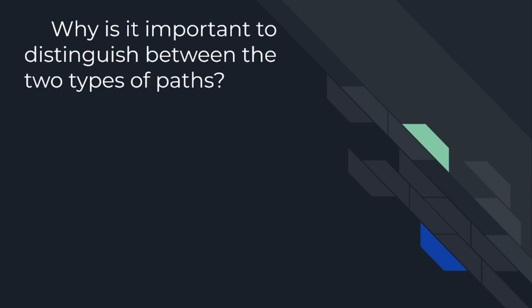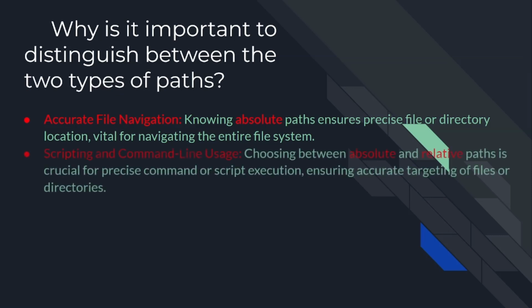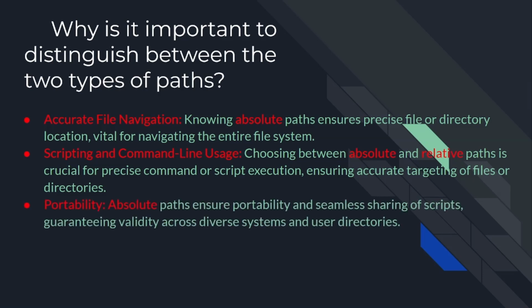So why is it important to distinguish between the two types of paths? For three reasons. The first reason, accurate file navigation. Knowing absolute paths ensures precise file or directory location, vital for navigating the entire file system. The second reason, scripting and command line usage. Choosing between absolute or relative paths is crucial for precise command or script execution, ensuring accurate targeting of files or directories. And finally, portability. Absolute paths ensure portability and seamless sharing of scripts, guaranteeing validity across diverse systems and user directories.